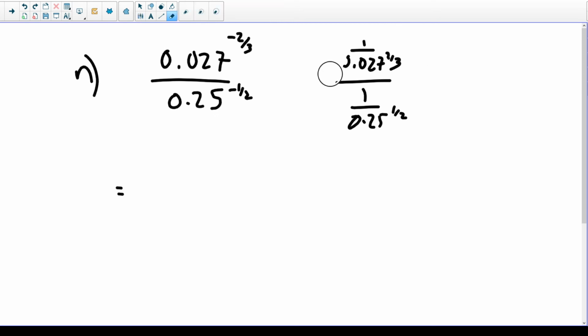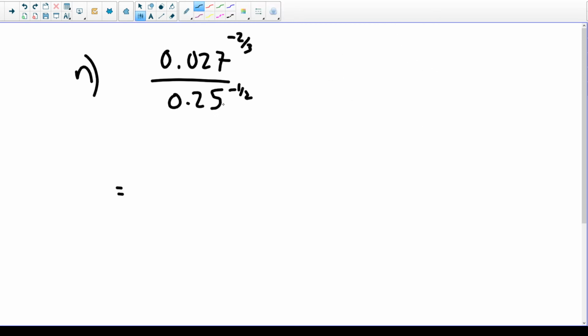Or where is that negative power at the top going to bring the 0.027? And where is the negative power at the bottom going to bring the 0.25? Doesn't the 0.027 just want to slide down to the bottom and become a positive power? And doesn't the 0.25 just want to slide up to the top and become a positive power?